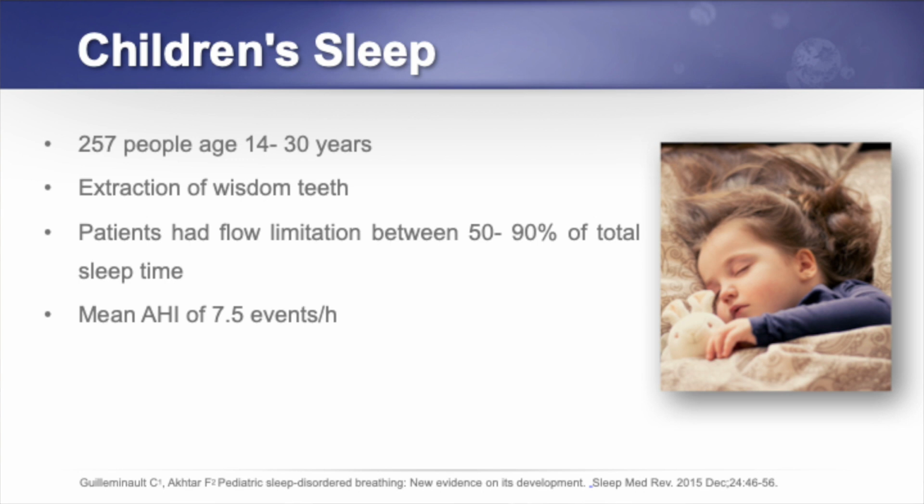In this paper, 257 people aged between 14 to 30 years of age had extraction of their wisdom teeth. Patients had flow limitation between 50 to 90% of total sleep time. In other words, the extraction of teeth causes a compromise to their airway. With a more narrow airway, there's a restriction to their breathing. The average AHI is 7.5 events per hour in this group of people.